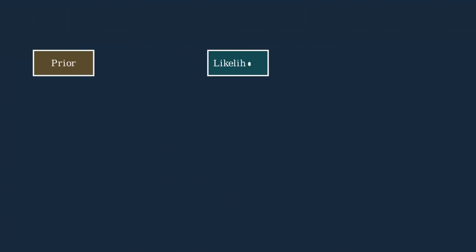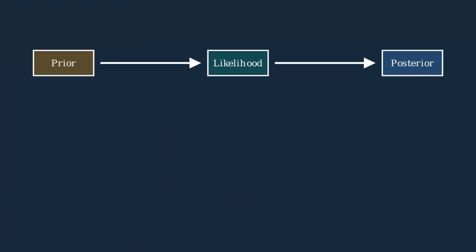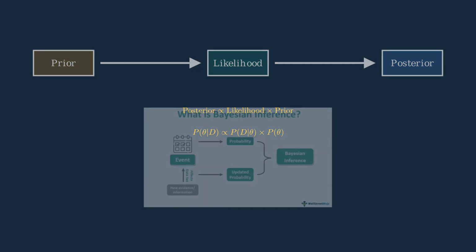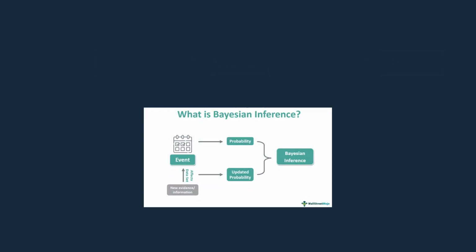The core of Bayesian modeling is updating our beliefs as we observe new data. This is represented by the formula: posterior is proportional to the likelihood times the prior. This diagram illustrates how new evidence updates our beliefs through Bayesian inference.